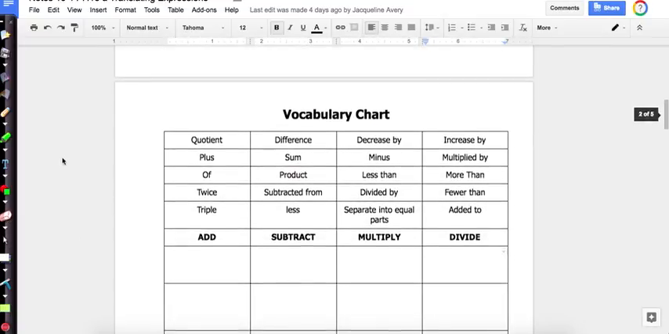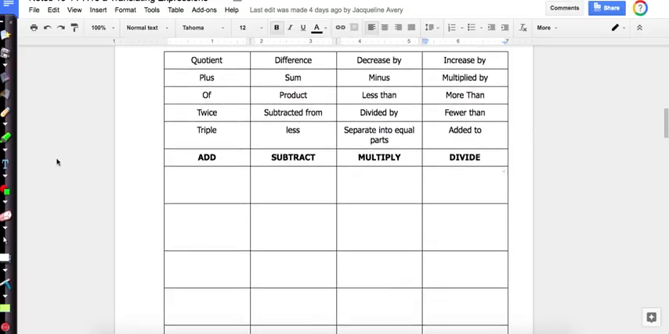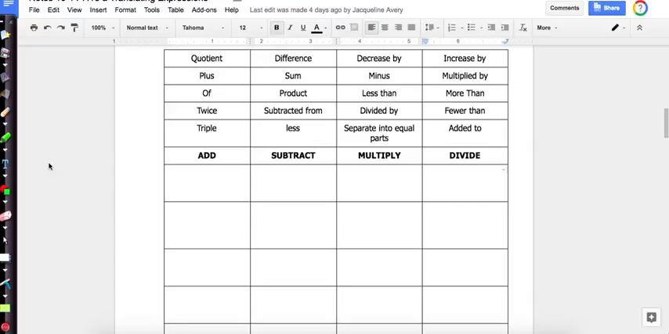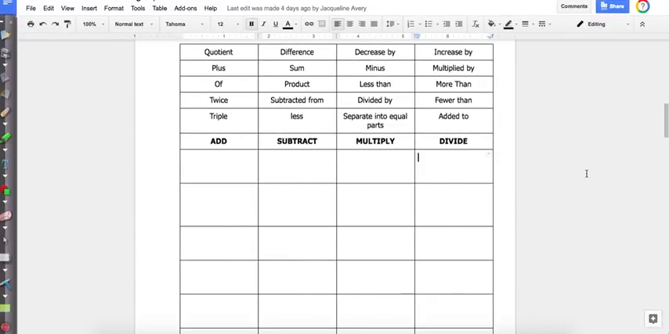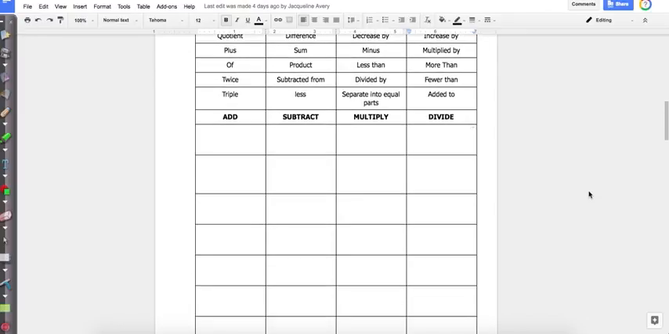So now we're going to look at this vocabulary chart. We're going to sort these into 4 words: addition words, subtraction words, multiplication words, and division words. And I'm going to try to shrink this so that we can see it all at once. So just give me a second here. And that should do it. So the first word up at the top is quotient. So where do you think that goes? Good, division.